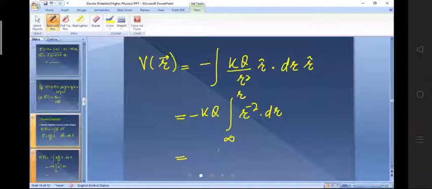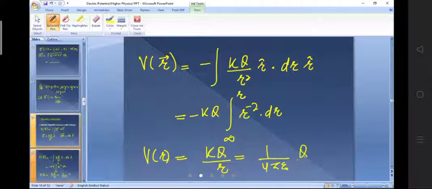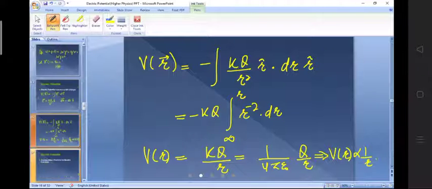Then finally the potential will be equal to KQ divided by r. You can do it yourself: r to the power minus 2, its integration is r to the power minus 1 divided by minus 1, the negative sign will be absorbed, then it's 1 divided by r. Upper limit minus lower limit: the lower limit simply vanishes because 1 by infinity is 0, so it will be 1 by r. So finally the potential at any point r due to a point charge is simply KQ by r, or we can also write it as 1 by 4 pi epsilon naught times Q divided by r. This also implies an important point: the potential due to a point charge is proportional to 1 divided by r. So this is the electrostatic potential due to a point charge.